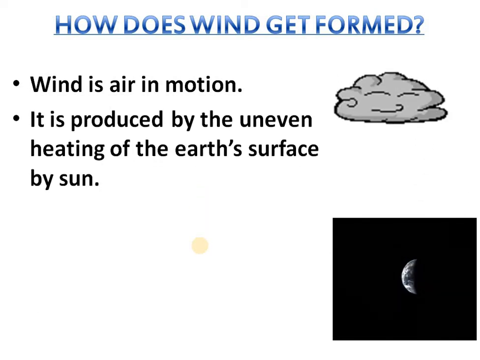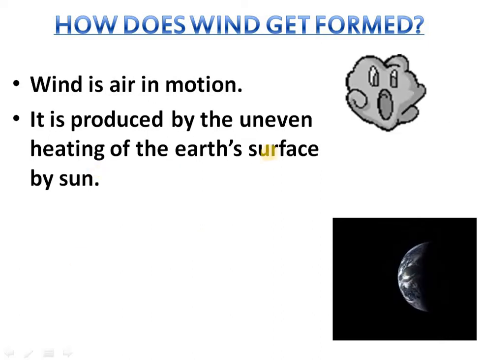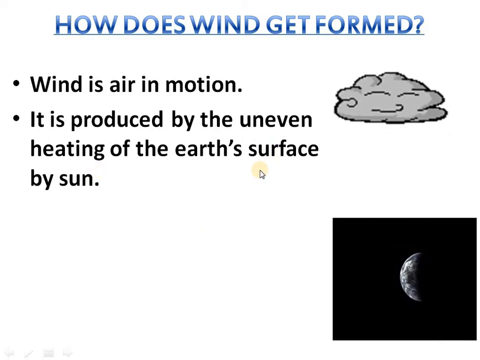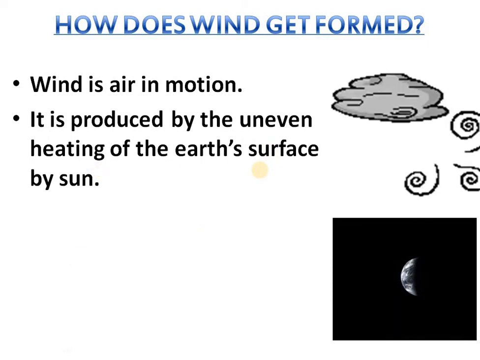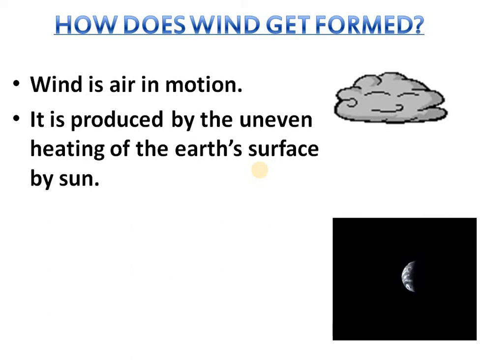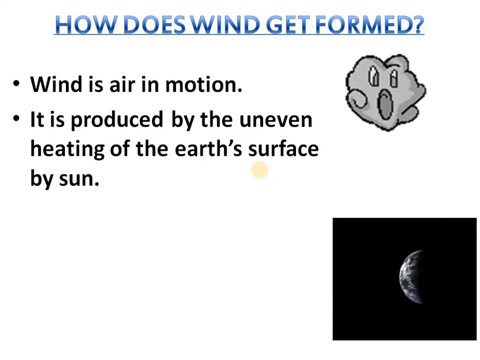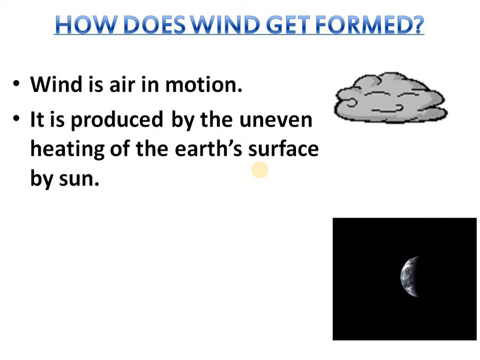What is the reason for the production of wind? It is produced by the uneven heating of Earth's atmosphere or Earth's surface by the sun. This is the general basic reason for wind production. What is meant by uneven heating? Uneven means different types of heating.